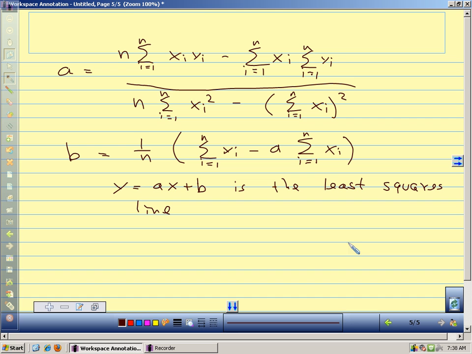Anyway, my point here is that we've developed these tools, and the problems that we do tend to be kind of contrived, but we have developed a very powerful set of tools that, when applied in a certain way, we can come up with very powerful results like the least squares regression line.